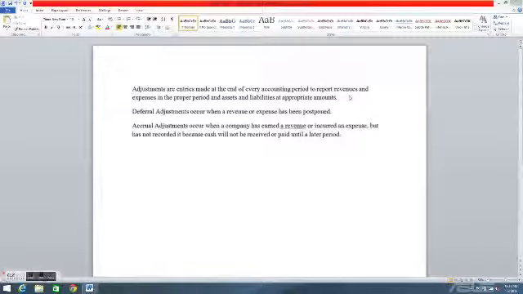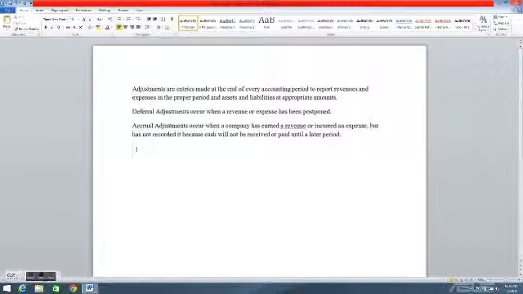And this is because we have to use accrual basis accounting, which requires revenues to be reported when earned and expenses to be reported when incurred. Deferral adjustments occur when a revenue or expense has been postponed, and accrual adjustments occur when a company has earned a revenue or incurred an expense, but has not yet recorded it because cash will not be received or paid until a later period. I will now demonstrate some journal entries for some deferral adjustments.